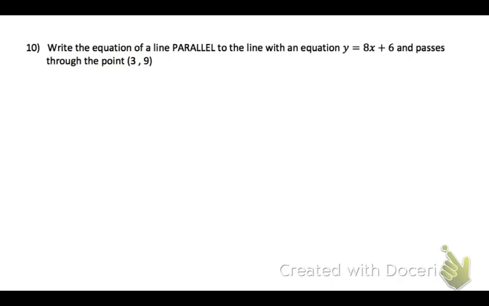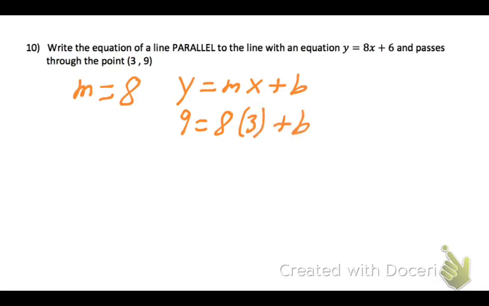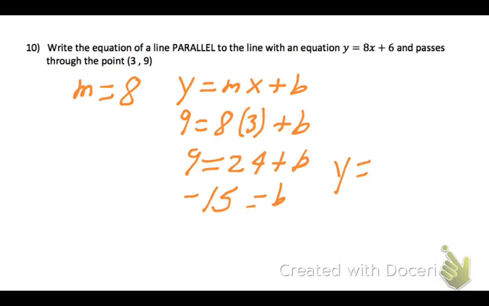Question 10. Write the equation of a line parallel to the line with an equation of y equals 8x plus 6 passing through (3, 9). First thing, we know, since it's parallel, the slope has to be the same, which is 8. We then plug everything we know into y equals mx plus b. So y is 9, m is 8, x is 3, plus b. Solving for b, we get 9 equals 24 plus b. b equals negative 15. And our final answer is going to be y equals 8x minus 15.